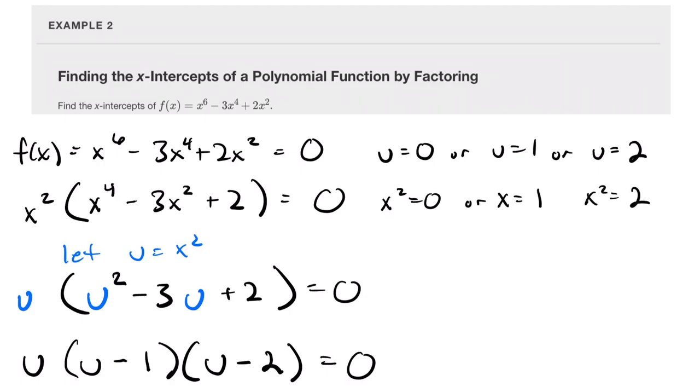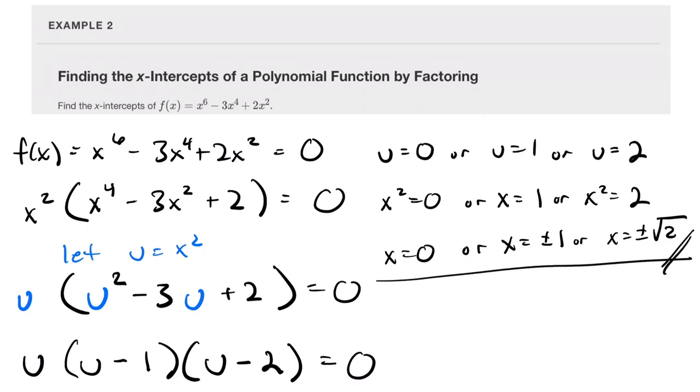So when we go to take the square root, we get x equals 0, x equals plus or minus 1, x equals plus or minus the square root of 2. Okay. So then, just put these in ordered pairs. But these are the results that we got.